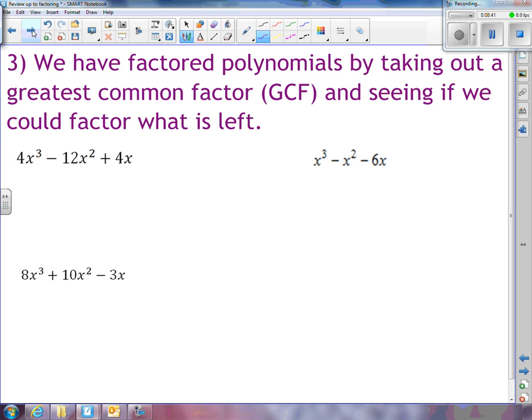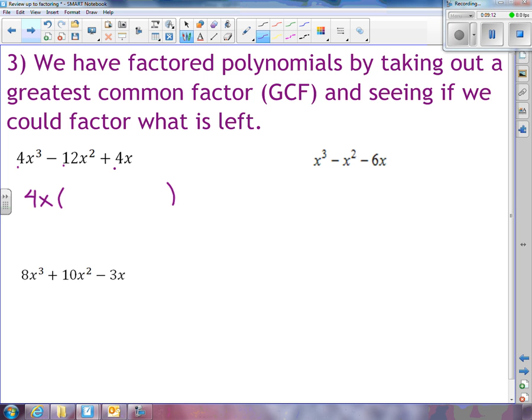Alright, now let's move on to the third thing that we did. Here we have factored polynomials by taking out the greatest common factor, looking at what was left and determining whether or not it could be factored anymore. First thing we want to do is always look for a GCF, which stands for greatest common factor. In this first polynomial, first look at the number. Are there any numbers that could go into all 3 of the coefficients? Yeah, 4 could go in. What about any variables? X could go into all of those, so we're going to take an x out.